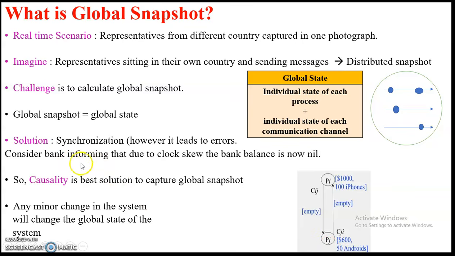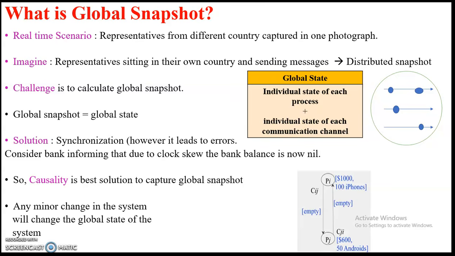So the solution for this is synchronization. However, synchronization leads to errors. Why? Because as we have seen earlier in the earlier classes, clock skew is one of the major drawbacks. So here, if we consider a bank informing that due to clock skew, the bank balance, which was earlier 1 lakh rupees, is now nil. It is a very risky case over here. So if the synchronization is not there, then it will lead to huge catastrophic errors.